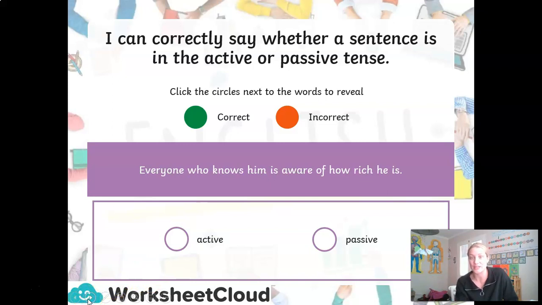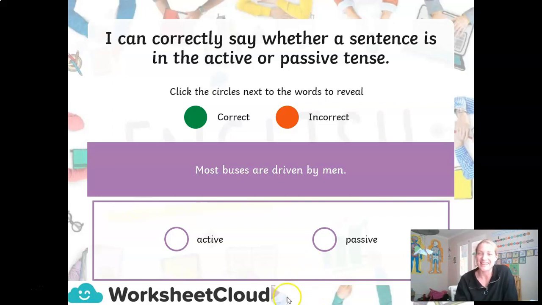Everyone who knows him is aware of how rich he is. Active or passive? It is active voice. Ben gave me a spoon. Active or passive? Another active one. Most buses are driven by men. Active or passive? This one is a passive voice.